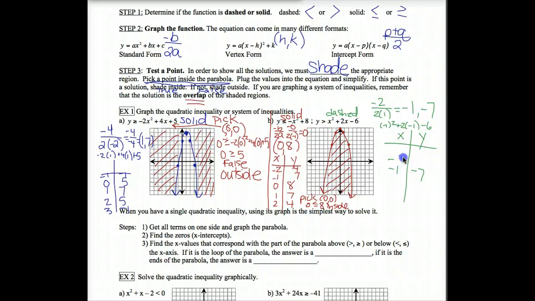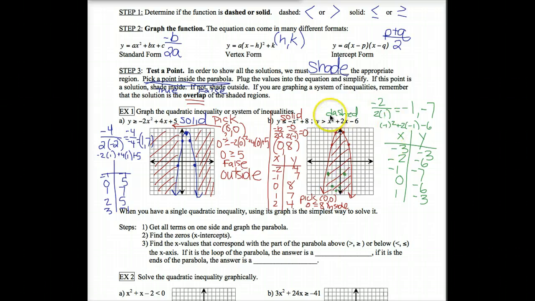So just below it we've got negative 2, negative 6, and negative 3, negative 3. Then above it we've got 0, negative 6, and 1, negative 3. So I'm going to graph those. So negative 3 would be right here. Negative 2, negative 6. Then negative 1, negative 7, 0, negative 6, and 1, negative 3.